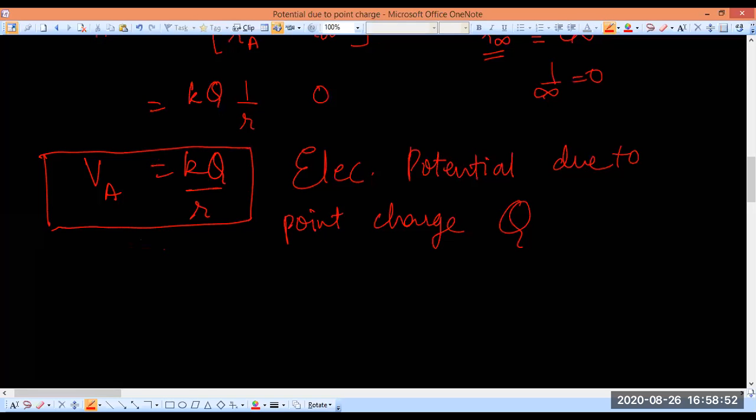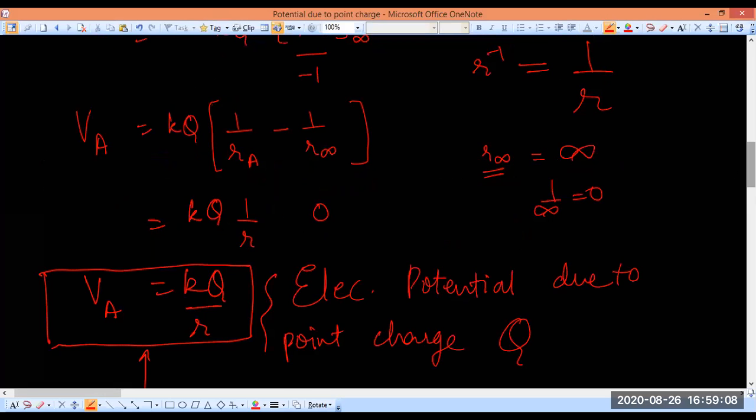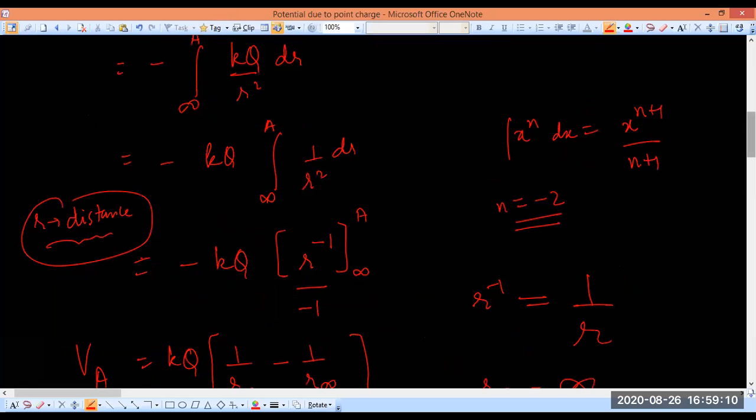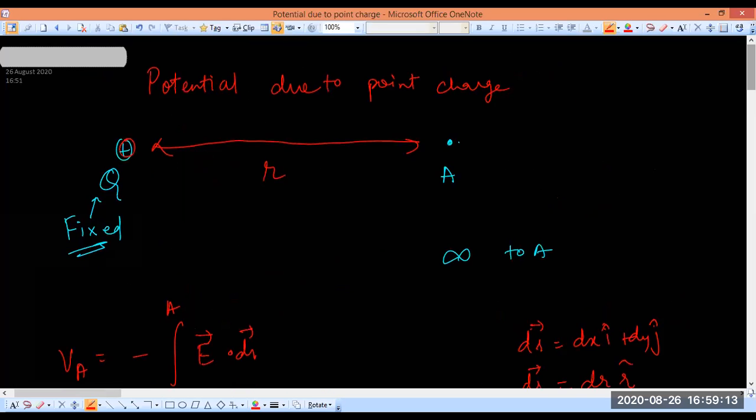So don't just memorize the formula, you should remember this sentence: electric potential due to a point charge. Yes, let me show the figure once. Okay, R is the distance of that point A from the charge. If you want to show infinity, show it here. Here. Okay, so we are bringing that test charge Q all the way from this to that.